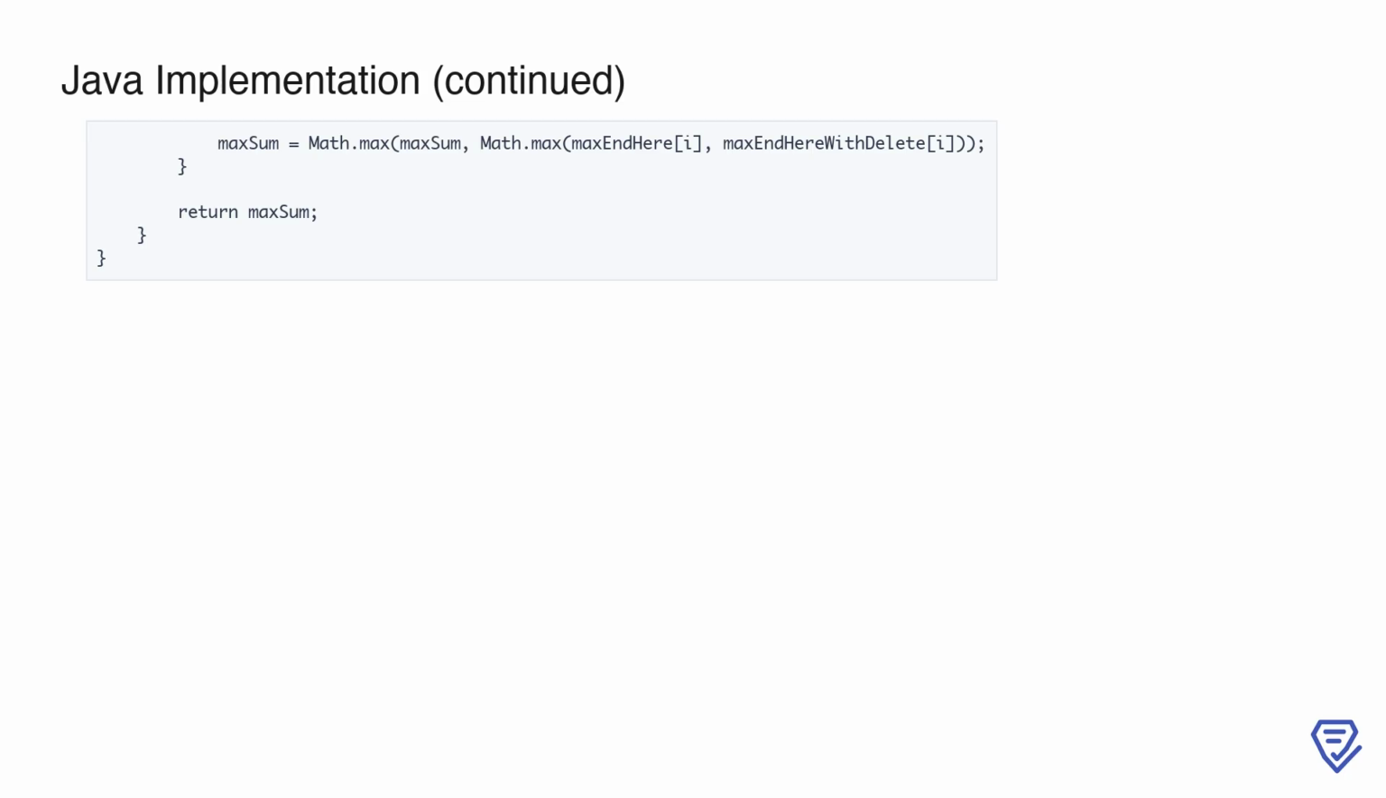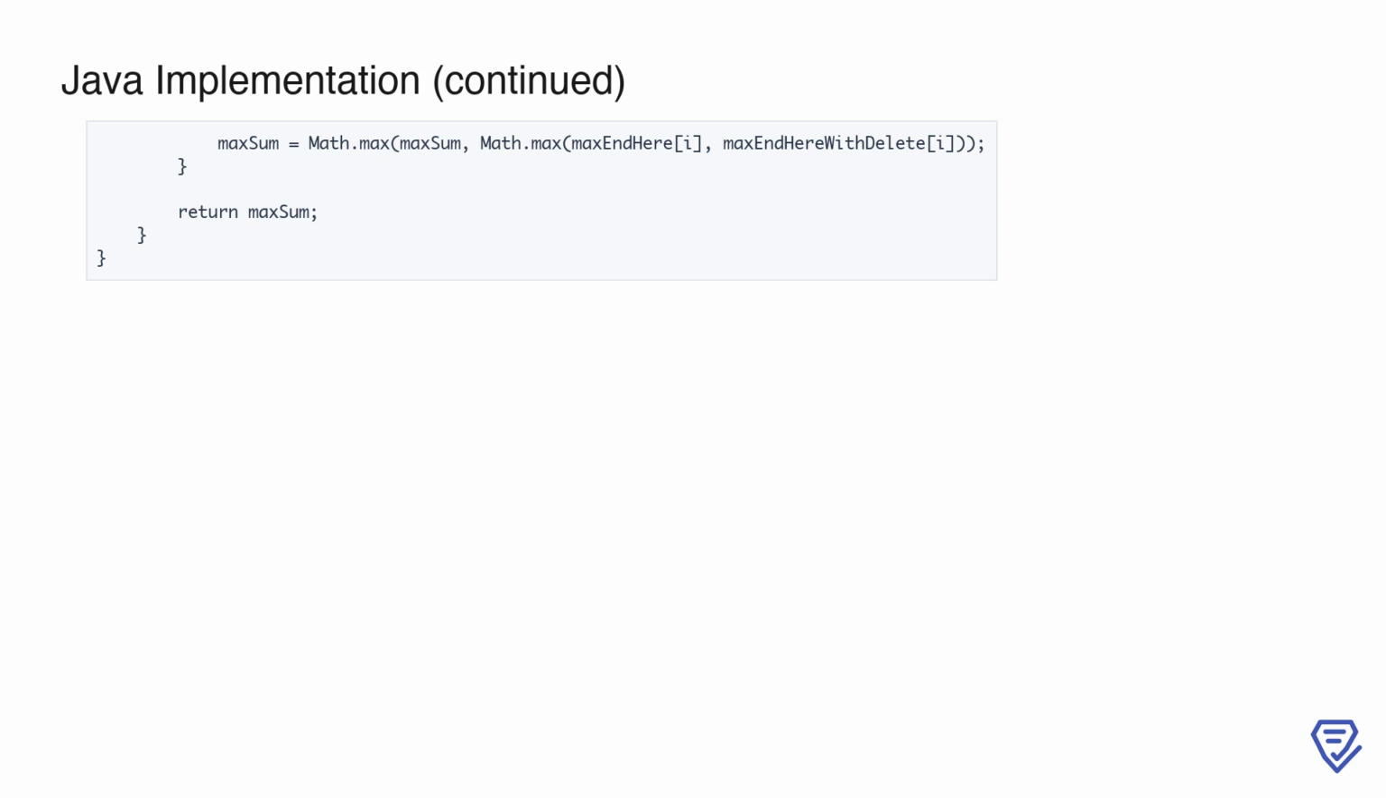For the maxEndHereWithDelete array, we calculate the maximum subarray sum at each index when one deletion is allowed. Here, we take the maximum of two possibilities: either we skip the current element by continuing from the previous subarray sum in maxEndHere, or we include the current element by adding it to the previous subarray sum in maxEndHereWithDelete. This way, we account for both cases where the deletion has already occurred or is about to occur.